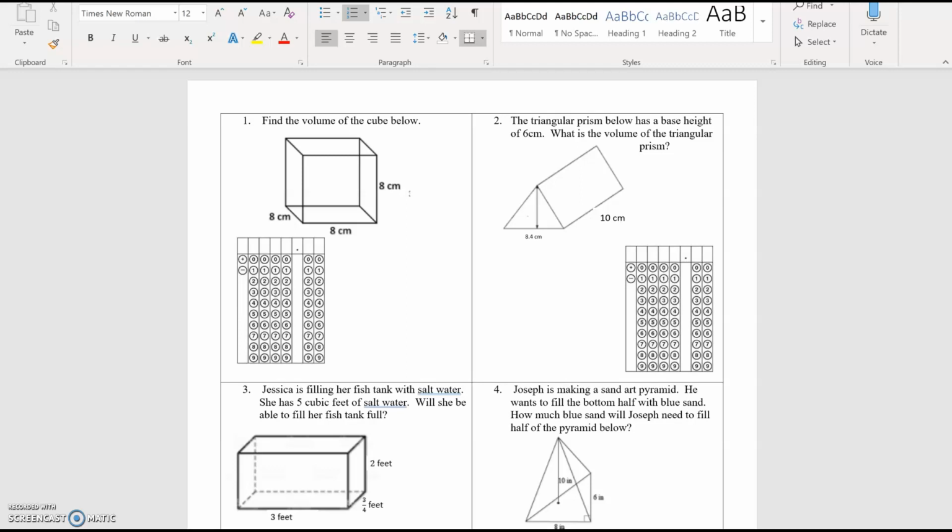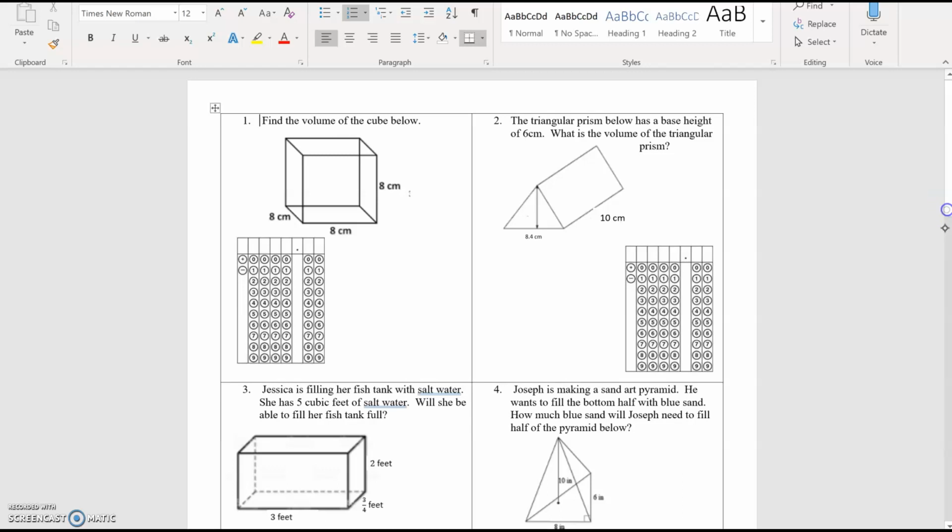Okay, guys, so I just wanted to give you a little bit of guidance today as you work through your volume problems. So remember, the first question you want to ask yourself is, is the shape a prism or a pyramid? For a prism, it has two parallel bases. So like these first two are both going to be prisms.